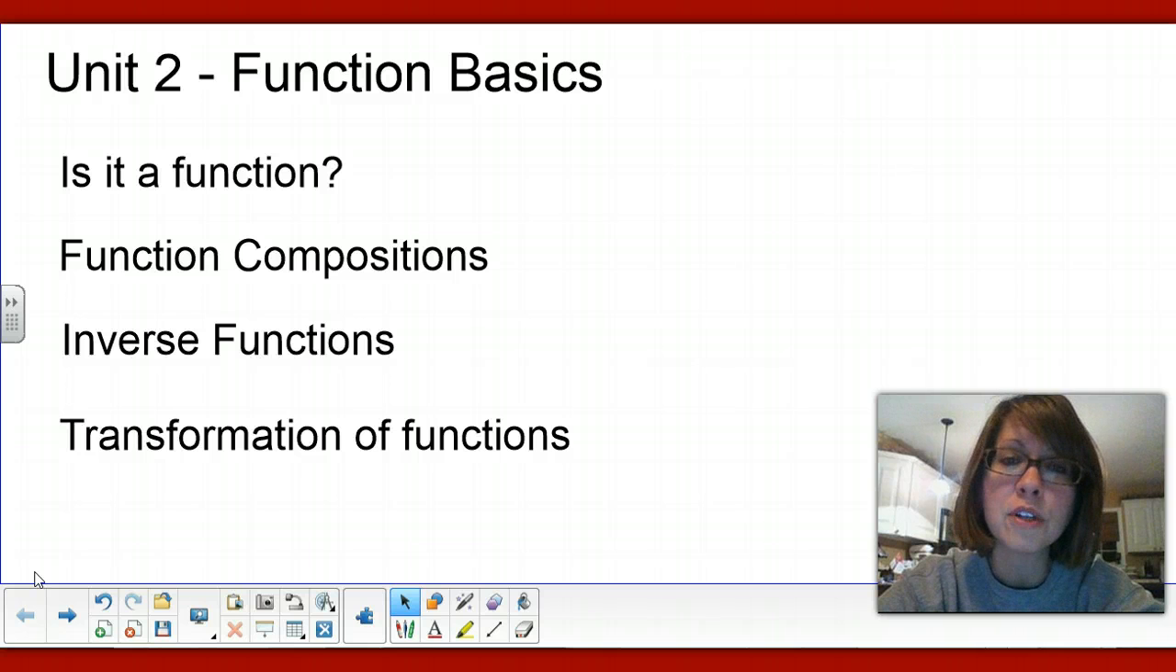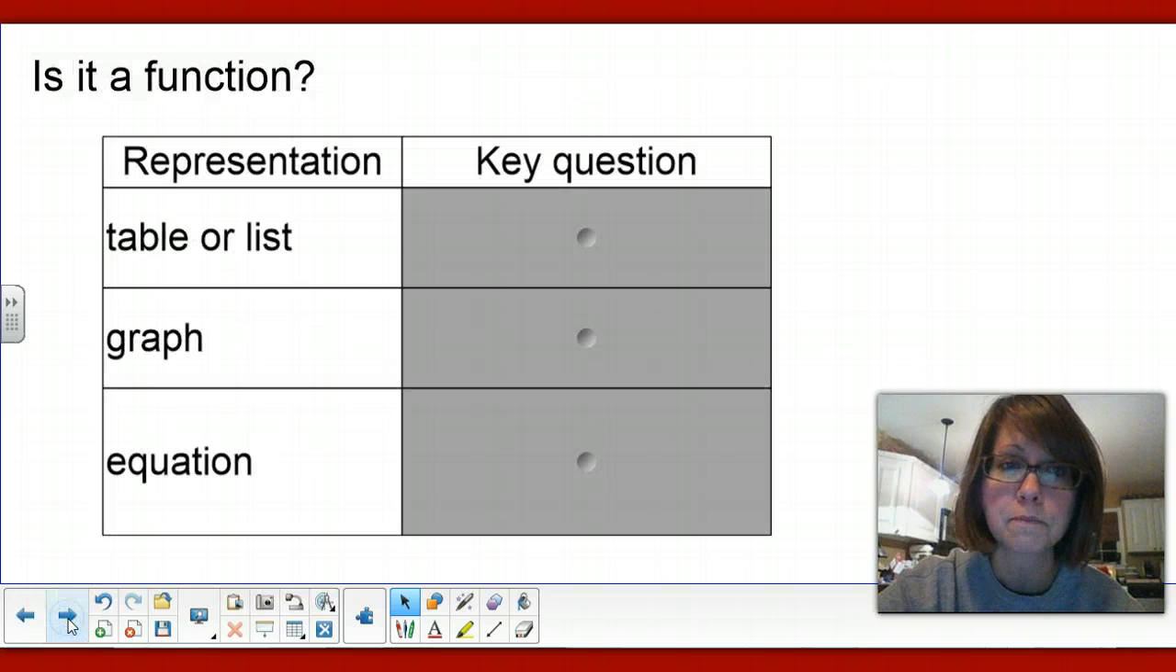Unit 2, which is what you're supposed to be going over today, function basics, was what we worked on in that unit. So we had 4 major things: is something a function, function compositions, inverse functions, and transformation of functions. So I'm going to go through those real quickly with you here.